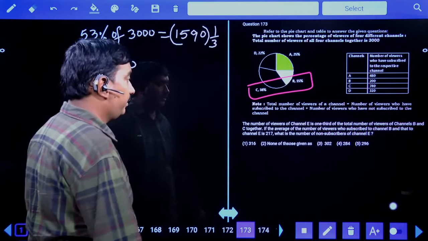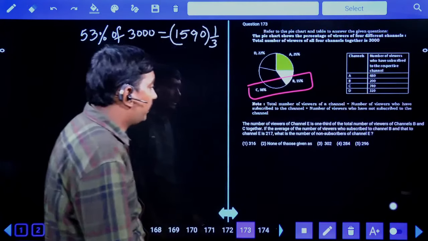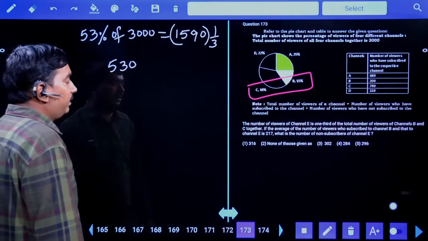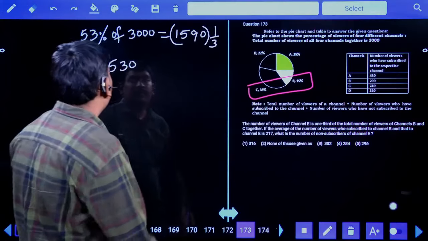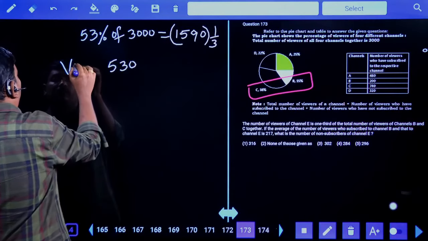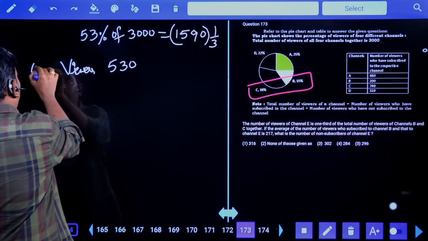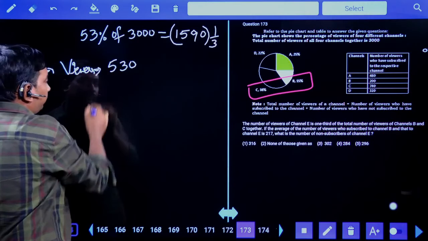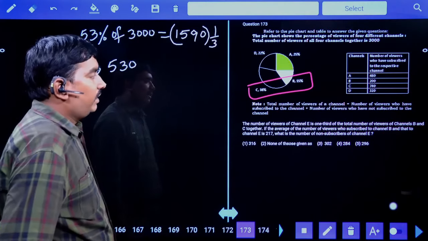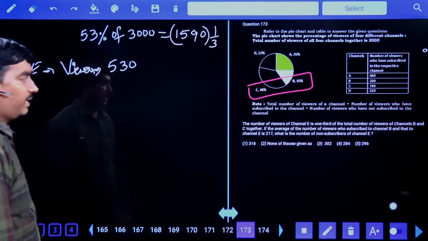If the average number of viewers who subscribed to channel B and that of channel E is 217, this is total viewers. Viewers in channel E, total 530. What is the number of non-subscribers of channel E?